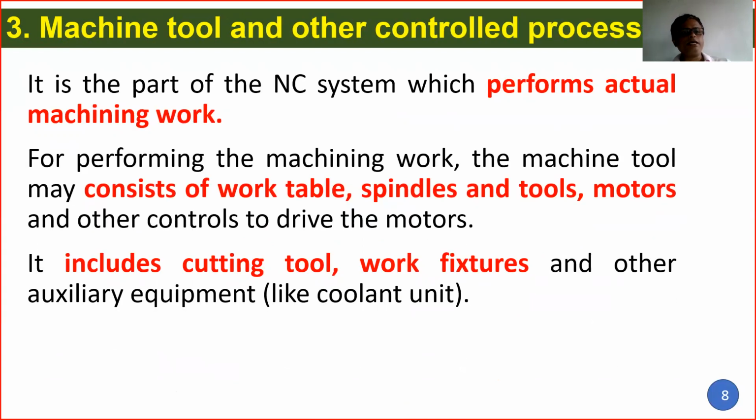So these are basically the components of NC machine tools. Broadly, there are three major components: program of instructions, which is fed to the control unit, and from the control unit we get the signals to the machine tool, then it performs the actual machining work. So the whole idea is the entire machining is done with the help of numericals, that is alphabets and numbers.